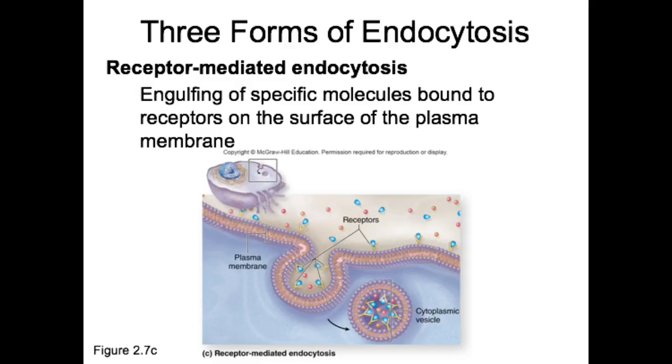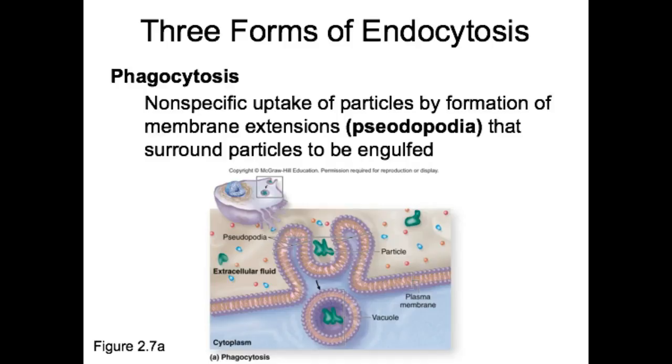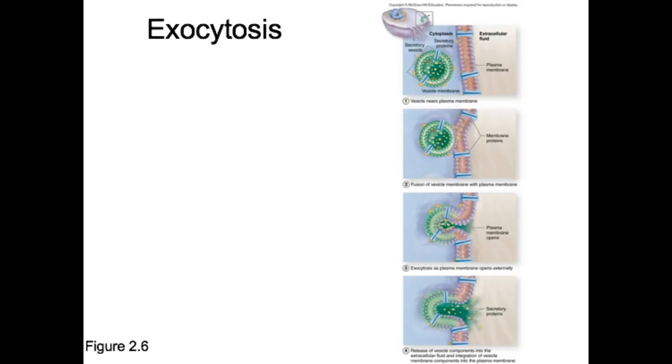So in fact, if that cell's goal was to destroy that amoeba, then technically that would have been phagocytosis. But the process is going to be pretty much the same: engulfing the cell membrane surrounding the thing and bringing it into the cell. Endocytosis.